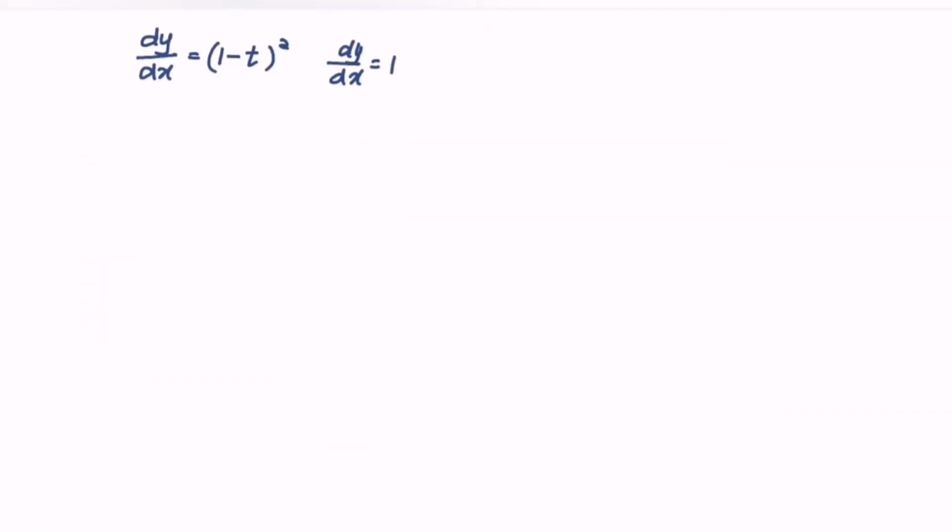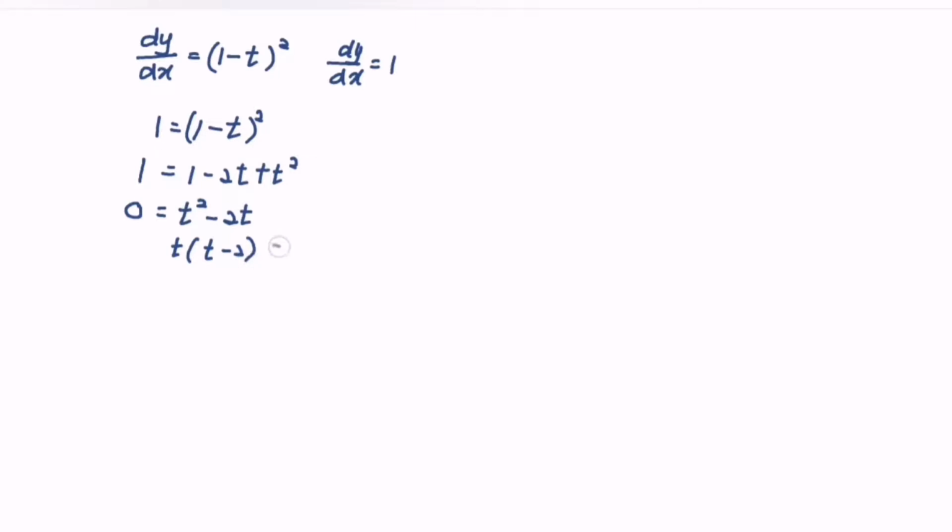Now we are going to find the value of t. So we will have 1 equals (1 minus t) squared. Next, I'm going to expand the right hand side, and we will have 1 minus 2t plus t squared, which is equal to 1. Rearrange, and we will have t squared minus 2t equals 0. Kindly factorize, so we will have t(t minus 2) equals 0. So t will be equal to 0, and t will be equal to 2.